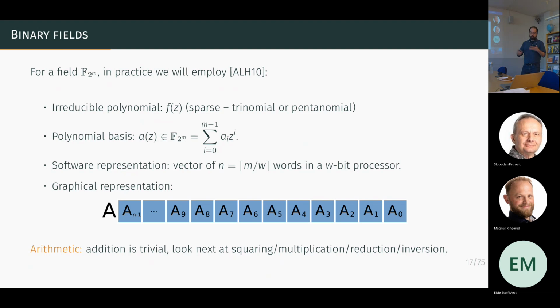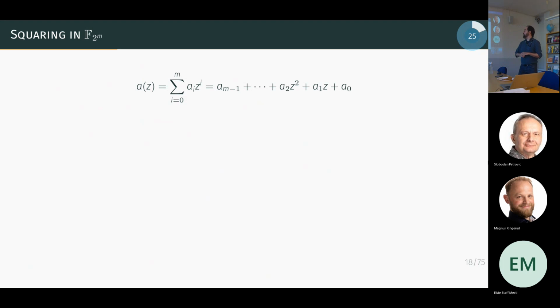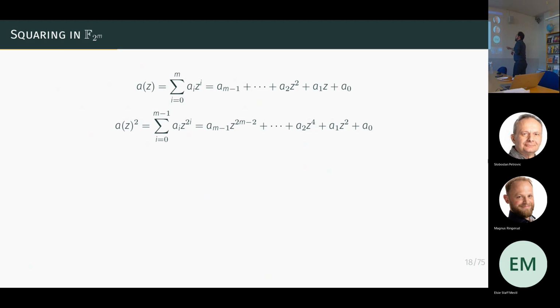So addition, we have seen, is trivial: you can just XOR things together. Let's look at other algorithms that are perhaps more interesting. Let's start with squaring. Squaring is quite nice in a binary field because it's a linear map, there's some inherent structure there. So we fix some field element A. Squaring an element means that we move each non-zero coefficient to an even position on a larger polynomial. So a0 stays where it was, a1 is shifted to the left by 1 position, a2 by 2 positions, and so on.